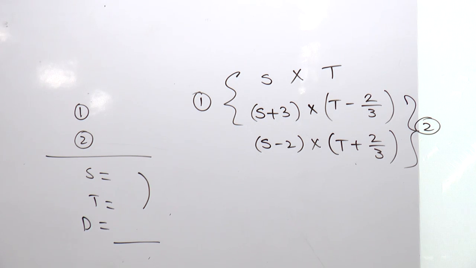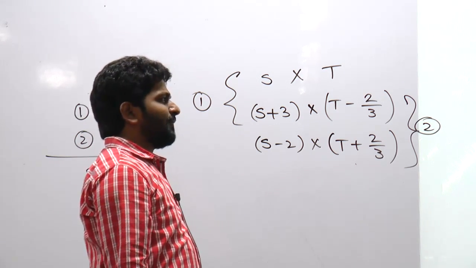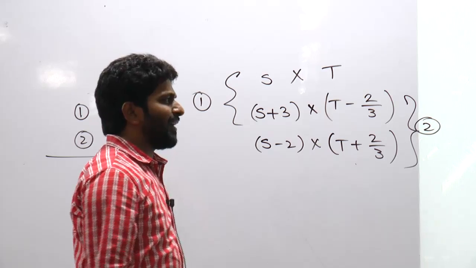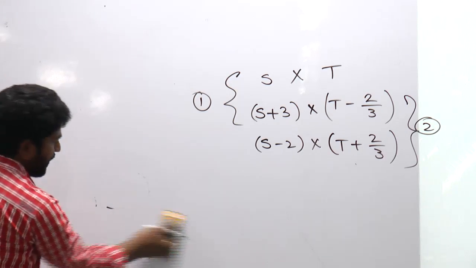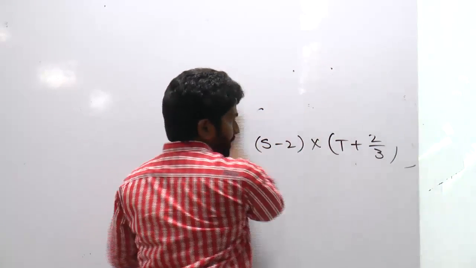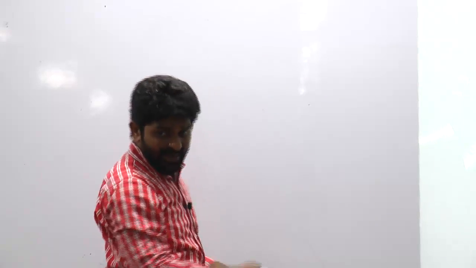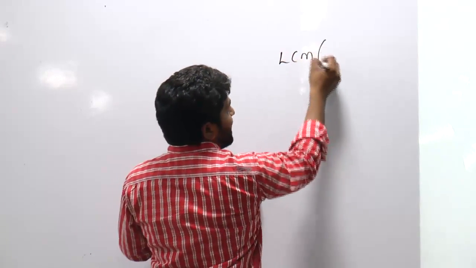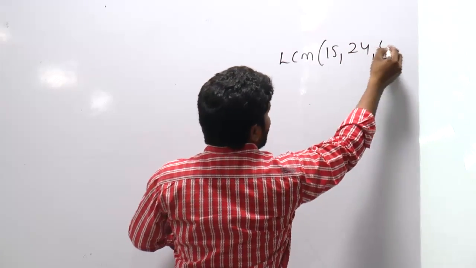The least number that should be subtracted from 7600 so that the remainder of 10 is always left when the number is divided by 15, 24, 42. So first of all, what do you need to do? You need to calculate the LCM. So LCM for what? 15, 24, 42.